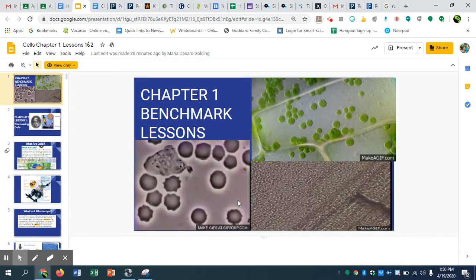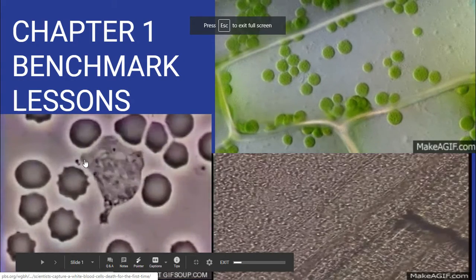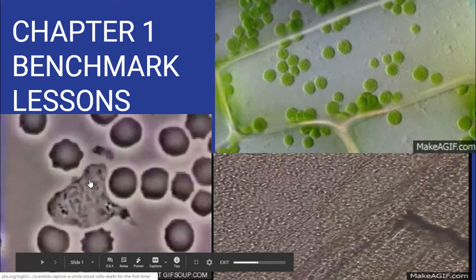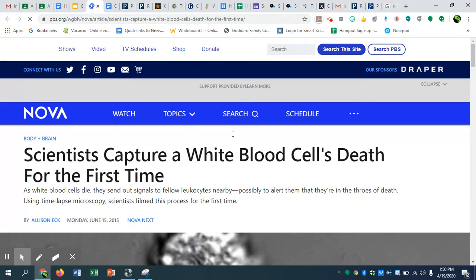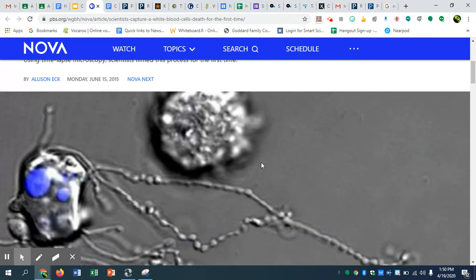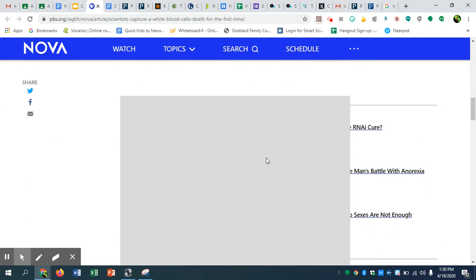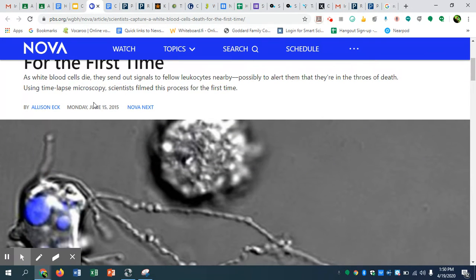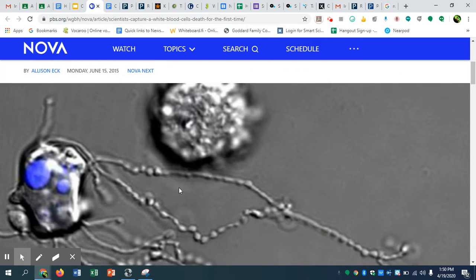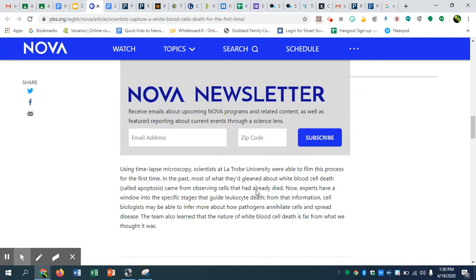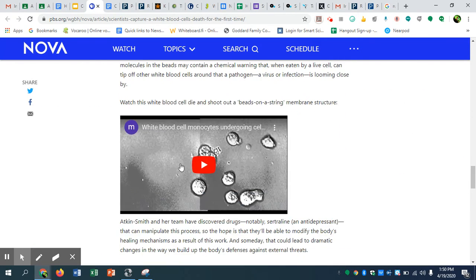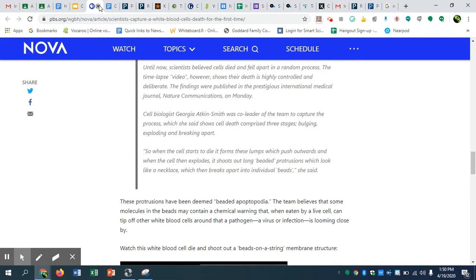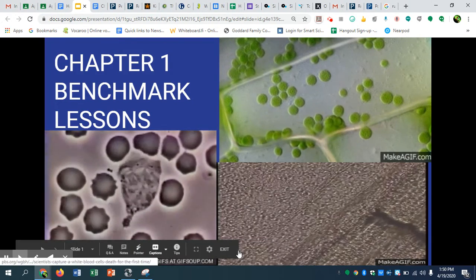Really cool picture. If you put this into present mode, I actually have hyperlinks on each one of these. So you can click on any of these pictures and it takes you to some more information if you're interested in learning more about it. This is a picture of a white blood cell dying, and it talks about how they actually communicate to other white blood cells around them, so they talk. And then there's a video further down, but each one of these has a different link for that specific topic.